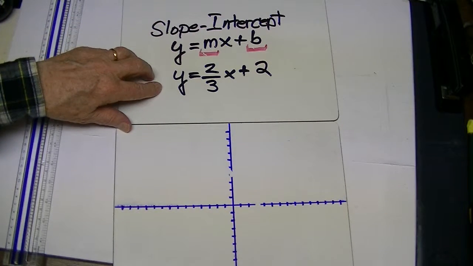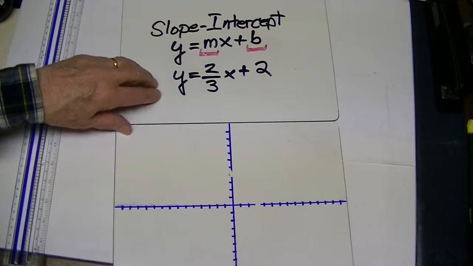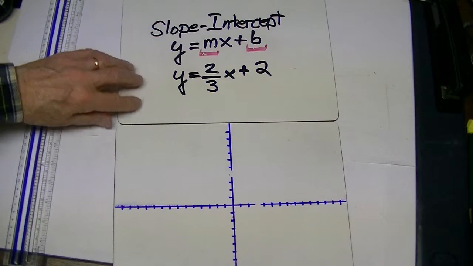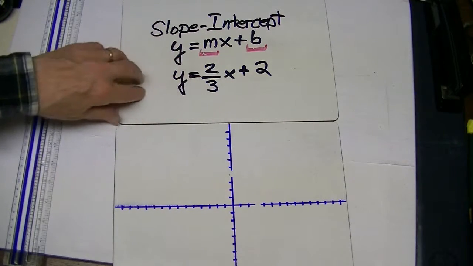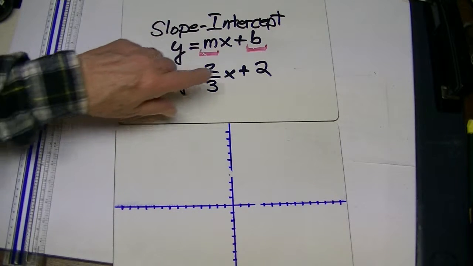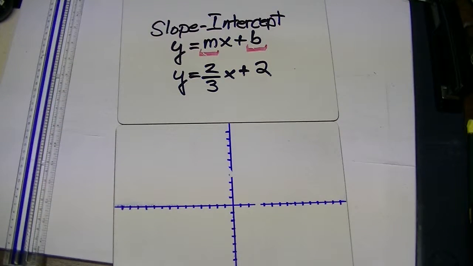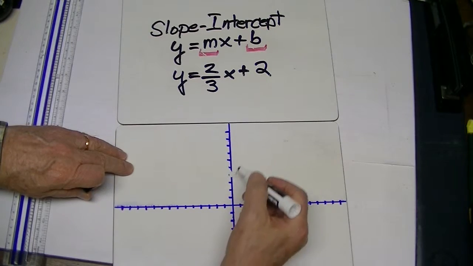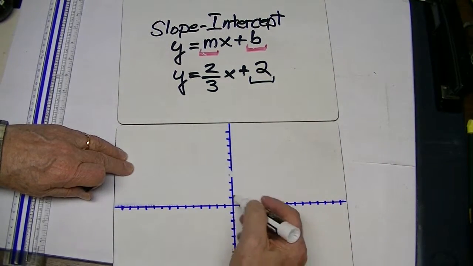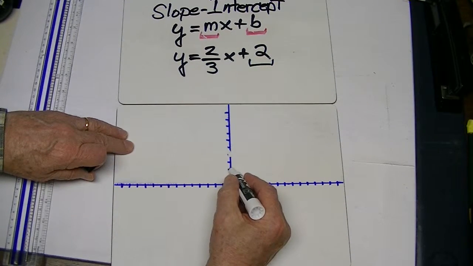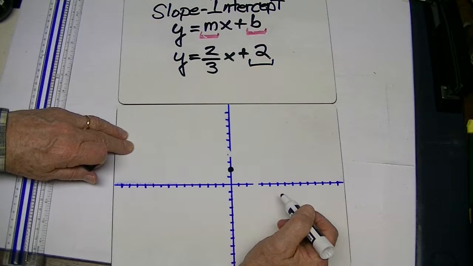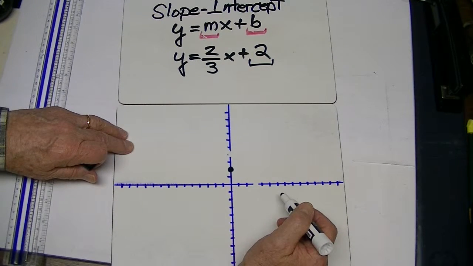So the first thing we do when we see something like this is to plot the slope. Well, take a step back. We plot the y-intercept. Then we plot the slope. So what is my y-intercept? Well, my y-intercept here is 2. So I go on the y-axis at 2. And I see my permanent markers coming off, but I guess we can live with that.